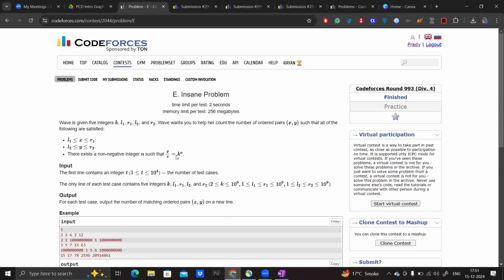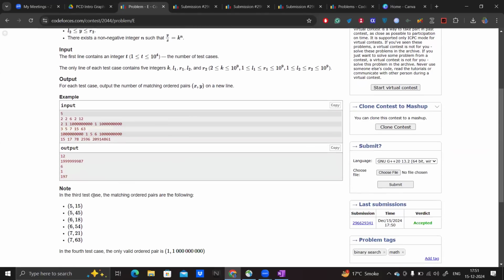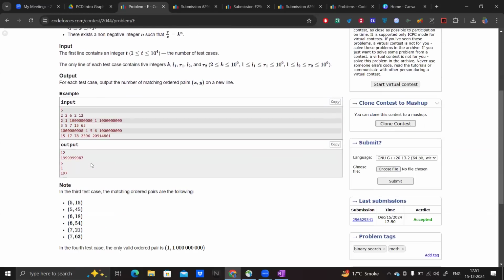Okay. So for example, let's say we can take the third test case: 3, 5, 7, 15, and 63. So in this case, k is equal to 3.